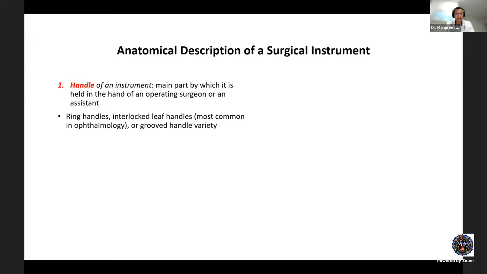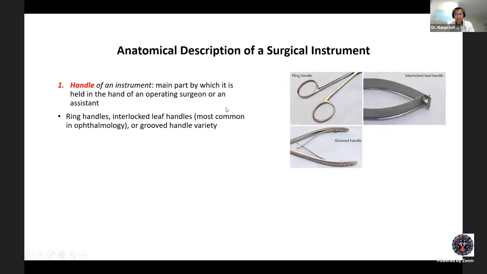So the handle is the main part by which it is held in the hand of the operating surgeon or an assistant. It can be a ring handle like in this image. This is a ring handle, which we have in our artery or sponge holding forceps. And the interlock leaf handles. You must have seen this.